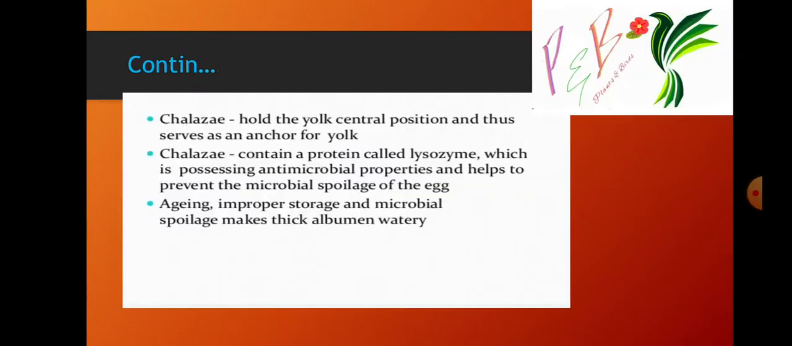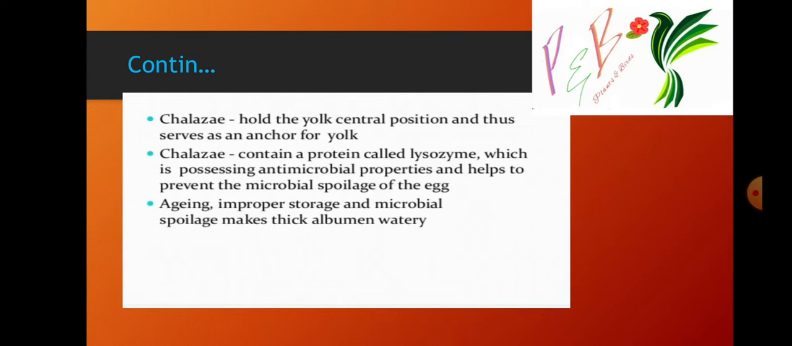Continuing, the chalaza holds the yolk in the central position and serves as an anchor for the yolk, so it cannot move. Chalaza contains a protein called lysozyme, which possesses antimicrobial properties and helps prevent microbial spoilage of the egg. As it is an organic food, why does it not spoil? This is the main reason.